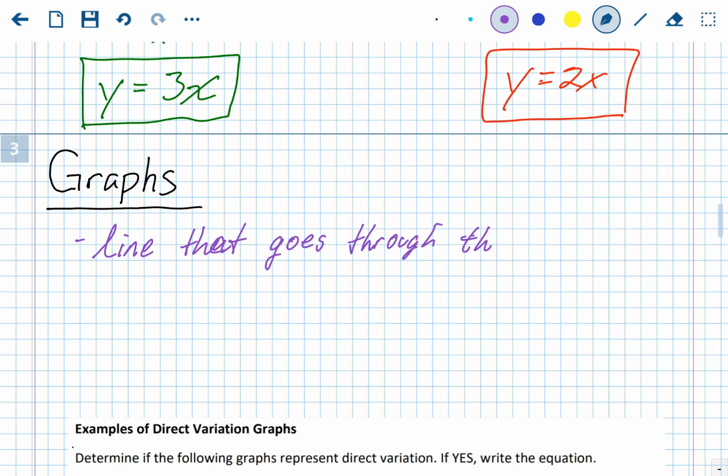It goes through 0, 0. If it doesn't go through 0, 0, it's not direct variation. Simple. The line can be positive or negative sloping. So again, our first definition was x increases, y increases, which implies it's always going to be positive. It's not, so it's positive or negative slopes, as long as it goes through the origin.